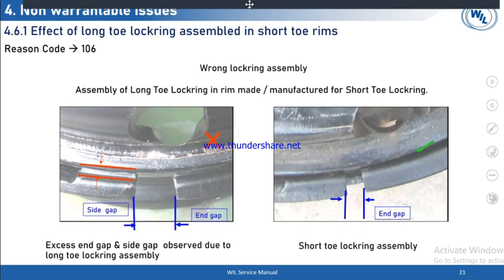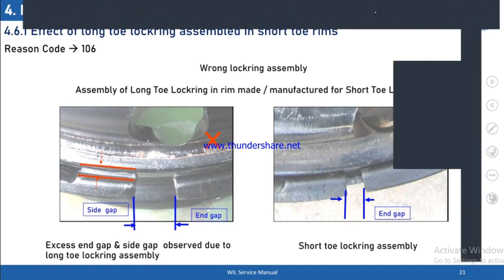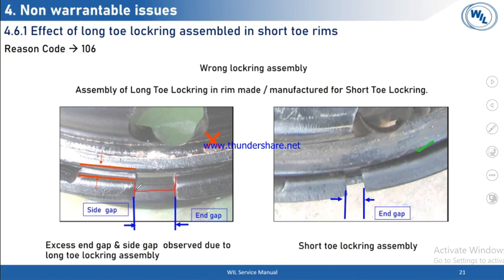I'll just mark it. Okay, so if you check, if any wrong lock ring has been assembled with a particular wheel rim, this end gap will increase. This will go like 35 mm, 40 mm, whatever it is, it will show. This is also a safety critical point.